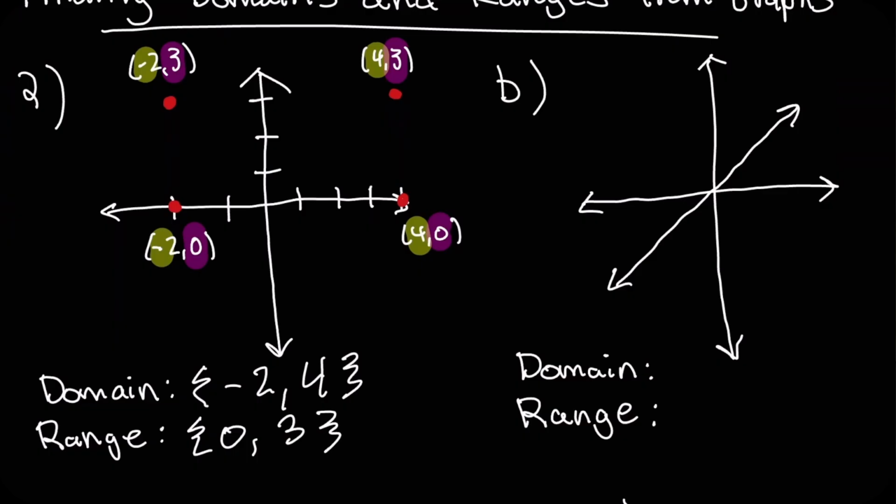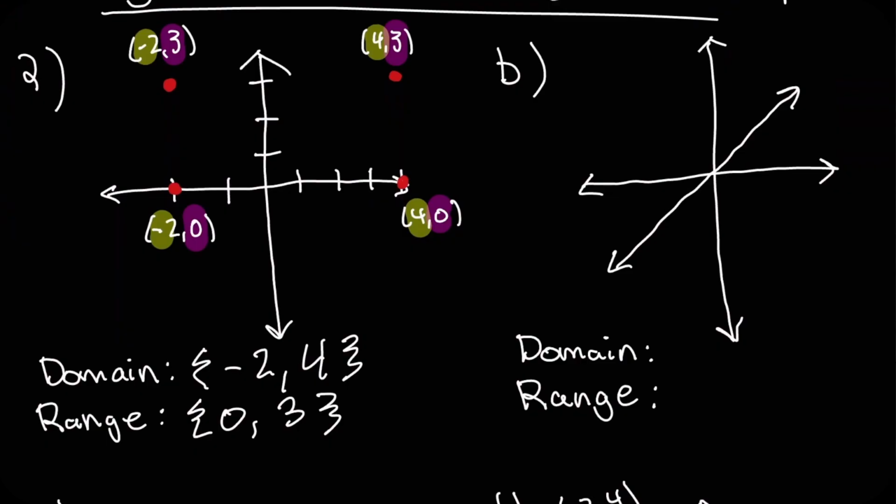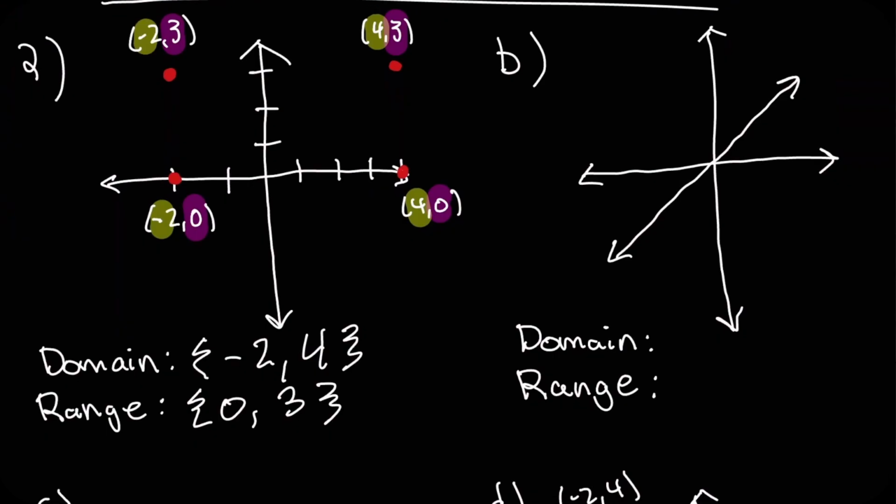Okay, same thing with B. Let's look at it. Our domain, now think about this. Our domain in this case are all the x values, but we know since we have our arrows here, it's going to keep going on for infinity. So it's going to keep going this way to infinity and this way to infinity.